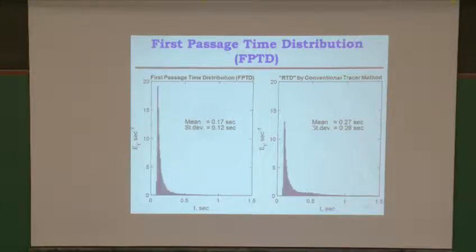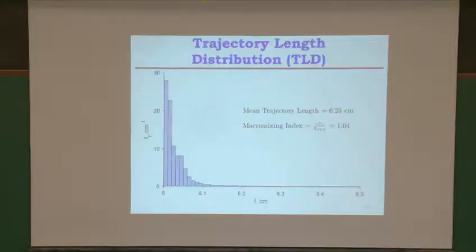From the conventional tracer method, here's our mean and our standard deviation. The first passage time we see is about a tenth of a second less, and it has about a factor of 2 less standard deviation. This means, of course, it's approaching more plug flow type of behavior.